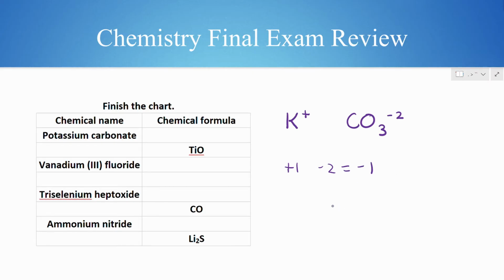So what we need is a positive 2, so that 2 minus 2 is in fact 0. So we need 2 potassiums, so we'll symbolize that by a little subscript, and 1 carbonate. So this will be the formula for potassium carbonate. Let's do the next one.